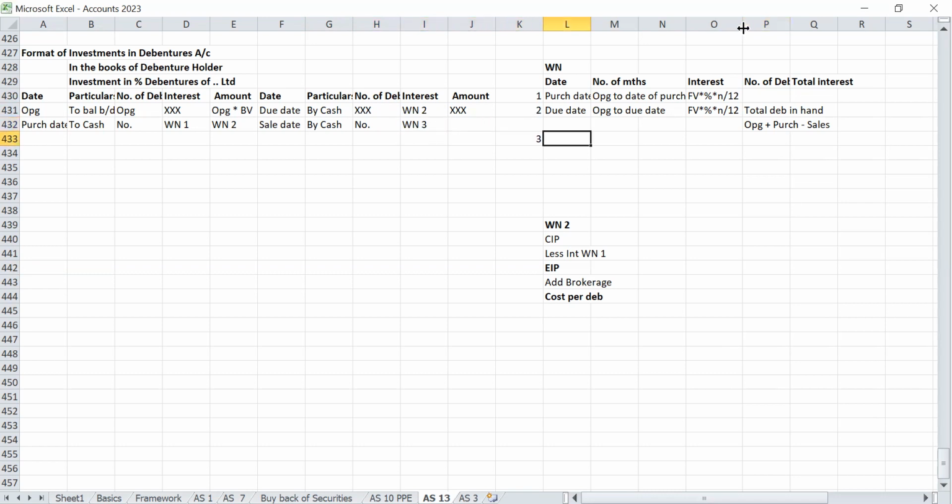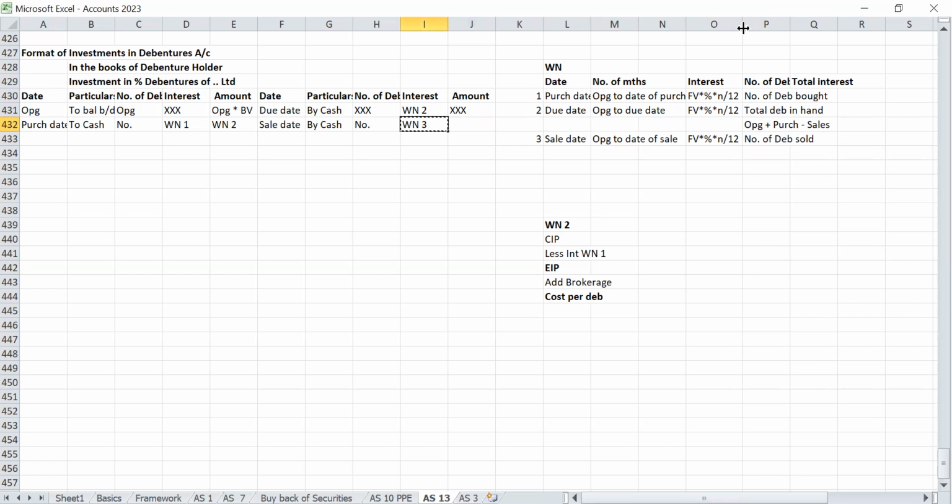Here also, sale date, opening date to date of sale, same, into n by 12. The number of debentures sold is used here, whereas the total number of debentures in hand is used when the company is paying. Whenever we are purchasing or selling, only the number of debentures bought or sold is used, and for that only we compute interest. Sale date: as per working note number 3, we will compute interest and total sale value.